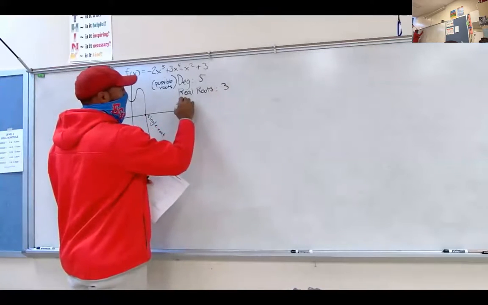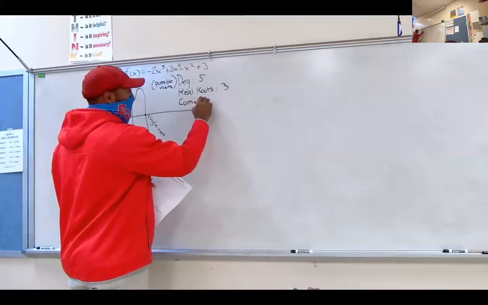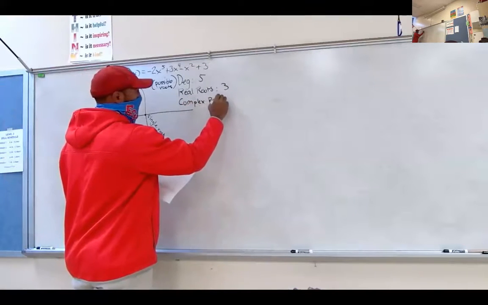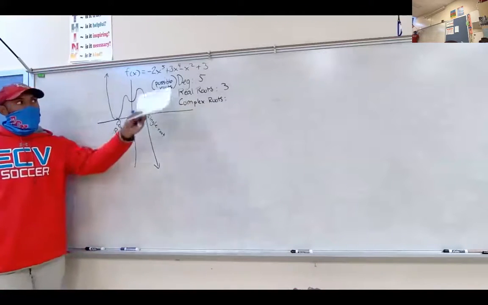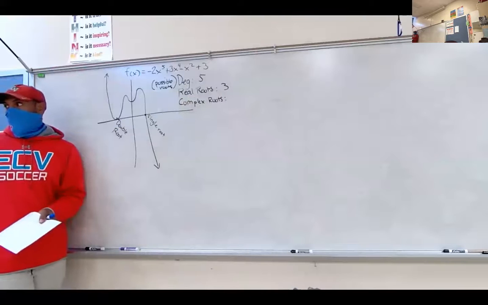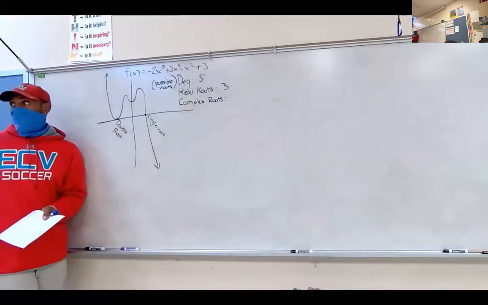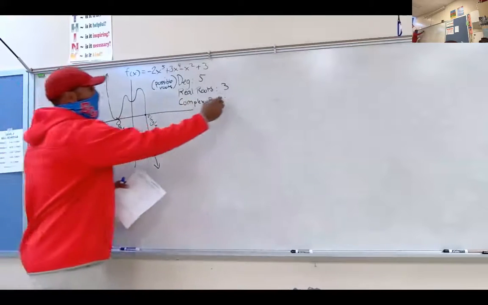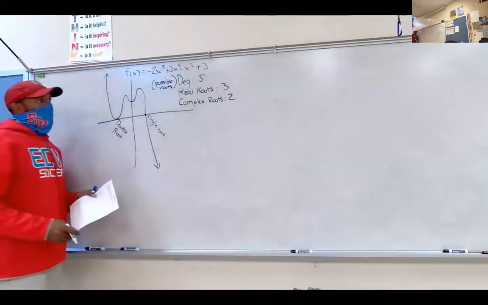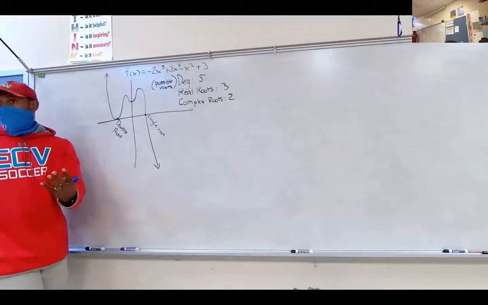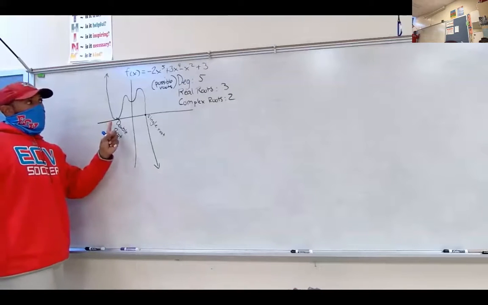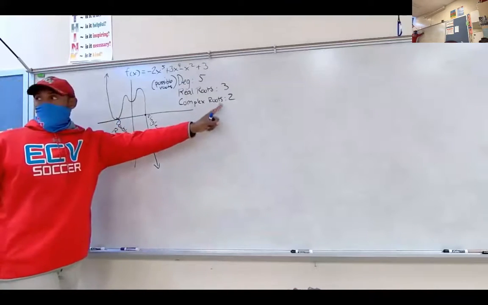So then I gotta figure out, well, that means there's complex roots. If I have 3 real roots and the degree is 5, how many possible complex roots can I have? 2, so that's it. Only 2 more. So you want to find first how many real roots there are, and then after that, how many complex.